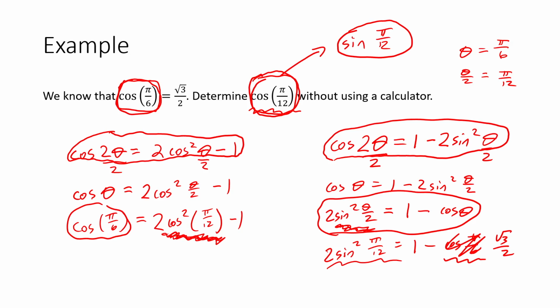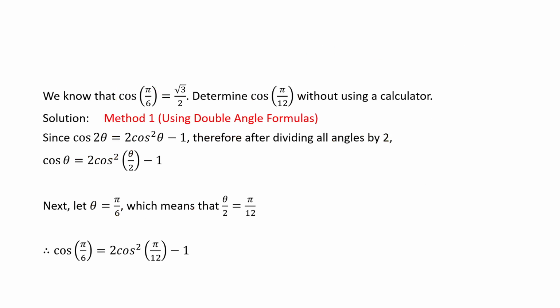So ignoring everything in red, let's just read the question one more time. This question says we know that cos of pi over 6 is root 3 over 2. Determine the cos of pi over 12. Okay, here we go. So again, we're asked to find the cosine of an angle when we know the cos of double that angle. So we begin by using the double angle formula for cos that only has cos on the right-hand side.